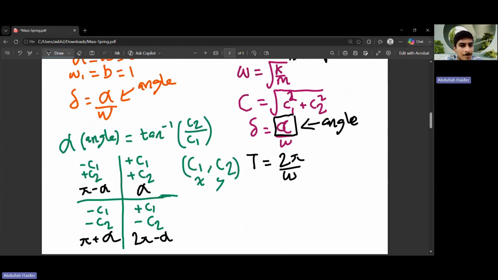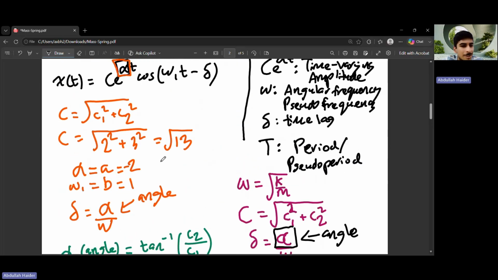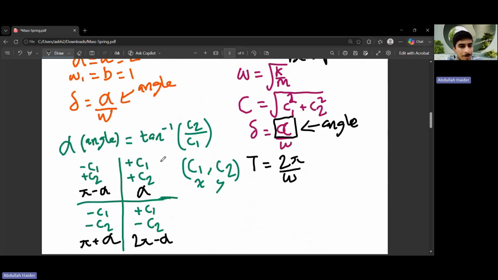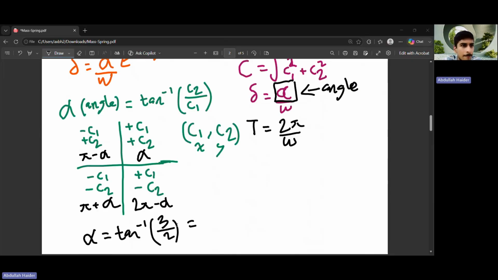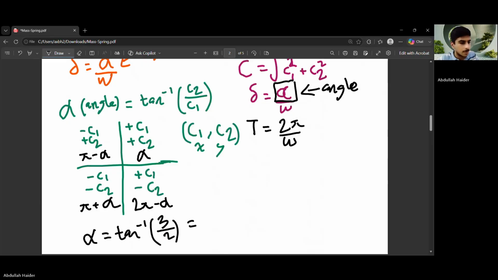But luckily, our C1 and C2 are both positive. So we can say alpha is equal to tan inverse, C2 was 3, C1 was 2, and this will give, okay, is equal to tan inverse.